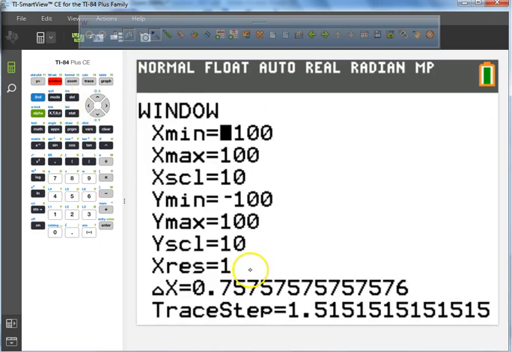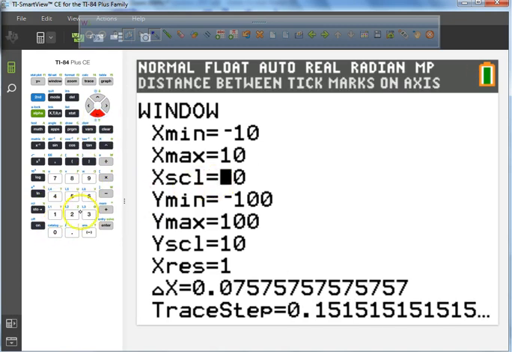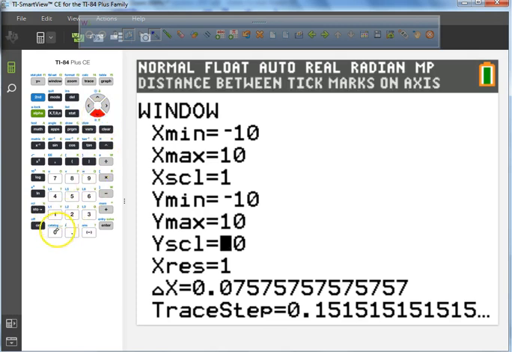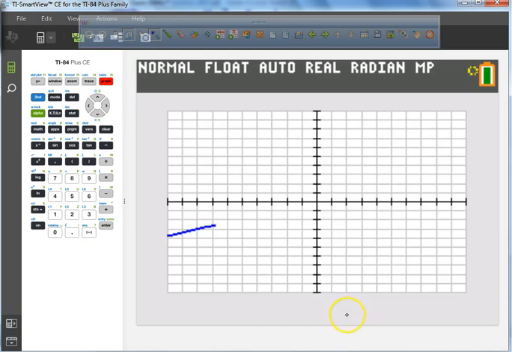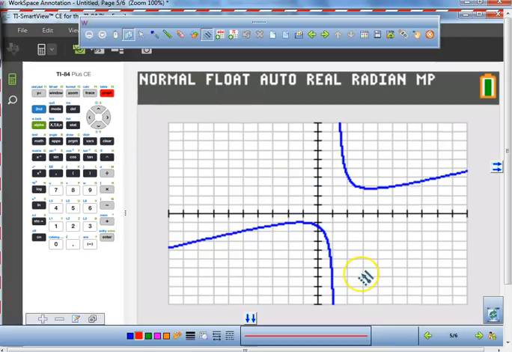All right. Now, we're going to go to the window. We're not going to make it this big. Let's go from negative 10, positive 10. Let's make the x scale 1 instead of 10. Negative 10, positive 10. Make the y scale 1. Take a look at this graph. Nice. Okay. We got a slant asymptote and a vertical asymptote right here at almost looks like a 1.2.